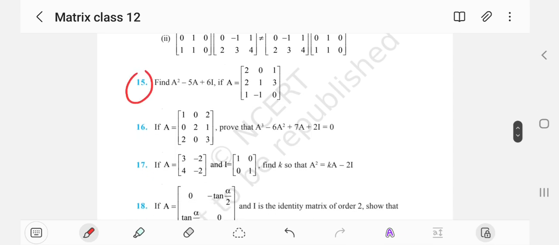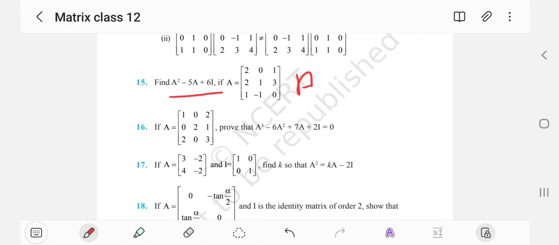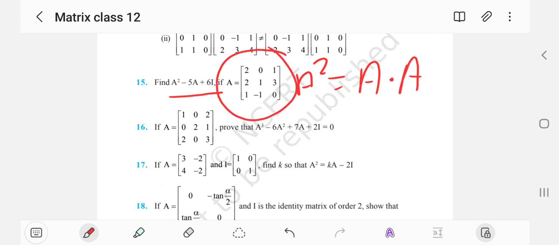Actually, if you examine this, both question number 15 and question number 16 are on similar lines. In both these we have to find a sort of equation. Now don't get worried after looking at this equation. Just break it into smaller parts. A square, what is A square? A square is nothing but multiplication of A two times, right? We are given a matrix, we will multiply it with itself, we get A square.